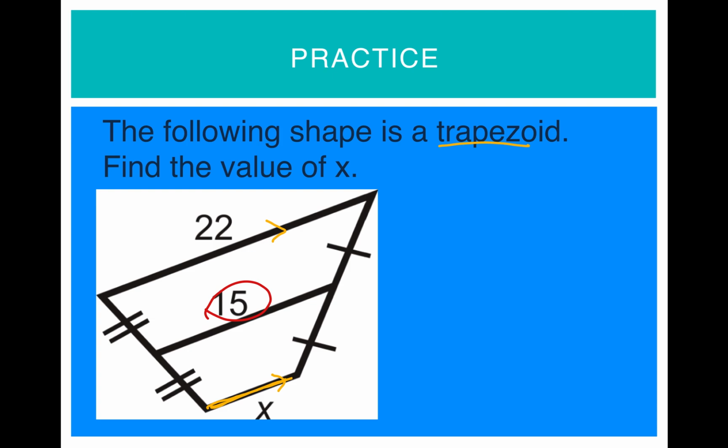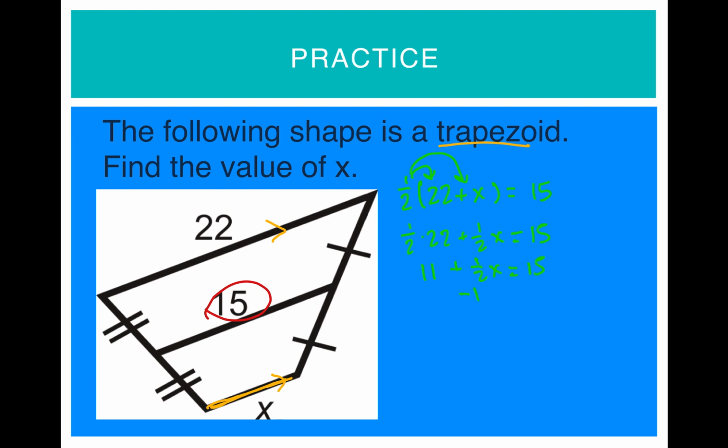So we can set up a formula just like before. If I wanted to find the mid-segment, I would do 1/2 times 22 plus, well, I don't know the other base, but I know it's going to have a length of X. We're going to solve for that. And that has to be 15. Again, I'm going to distribute. So I get 1/2 times 22 plus 1/2 X equals 15. Well, 1/2 times 22 is 11 plus 1/2 X equals 15.